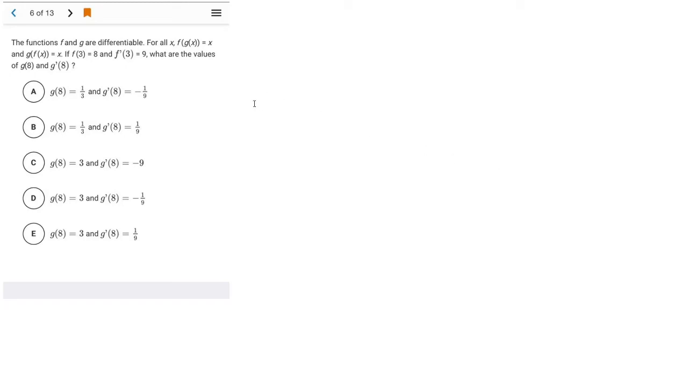So we're given functions f and g that are differentiable. f of g of x is equal to x, and g of f of x is equal to x. Well, this, by definition, means that f and g are inverses.